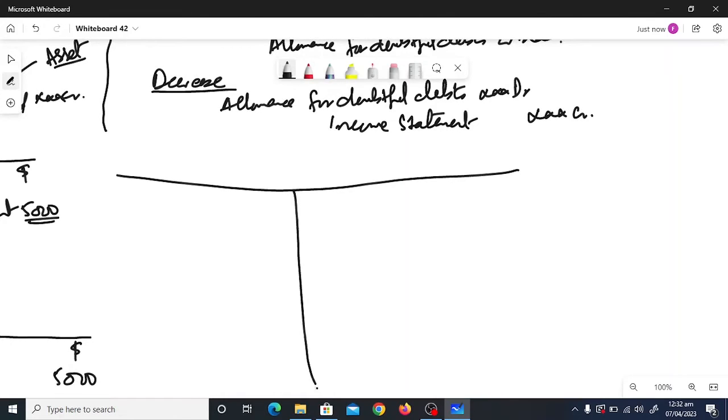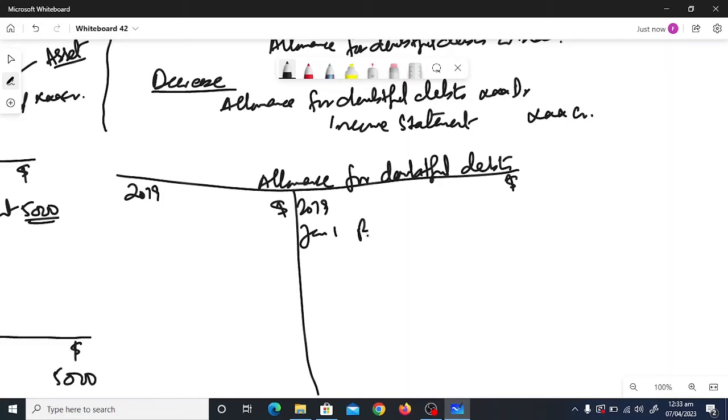Remember this thing. So I'll just make the T accounts over here so that you should get the concept. First I'll make the T account of increase, then I'll make the T account of decrease. This T account will be of increase in provision for doubtful debts. So let's see how we do this. Allowance for doubtful debts, which is over here. The presentation of the T account always matters to the examiner.